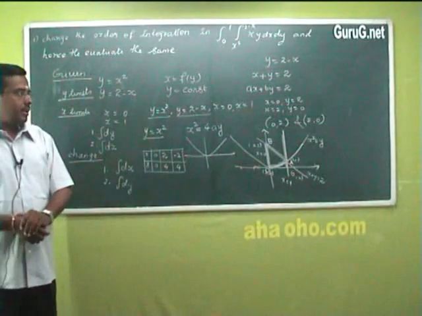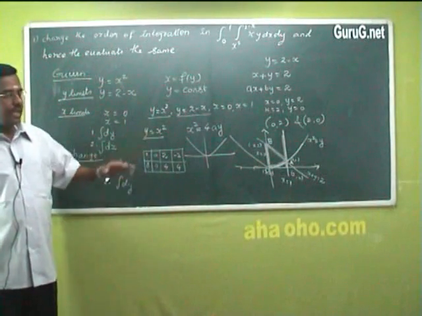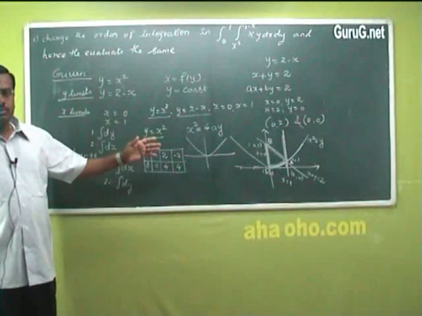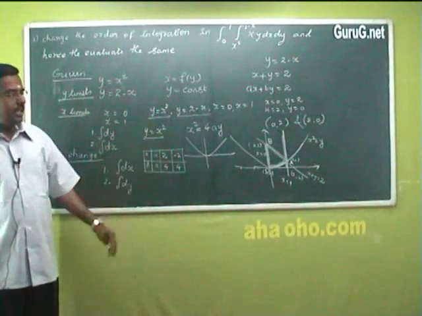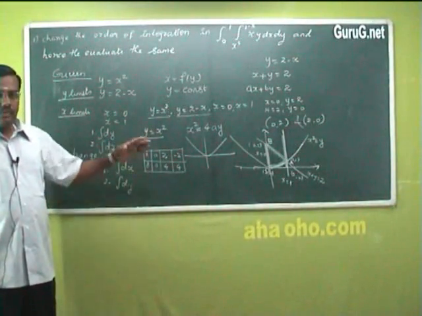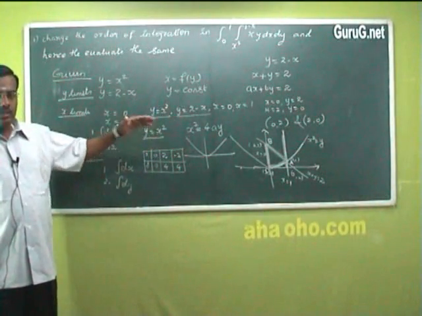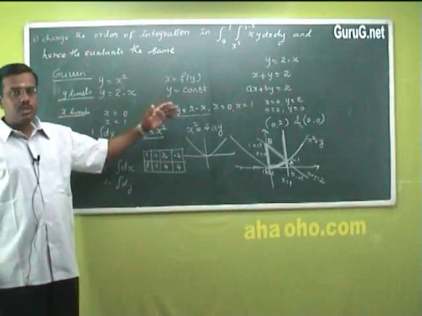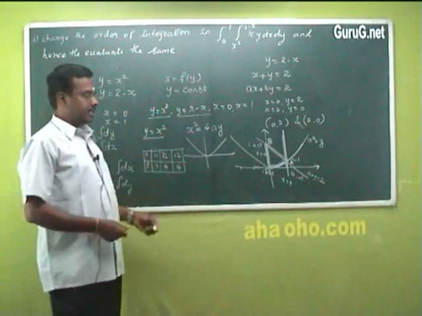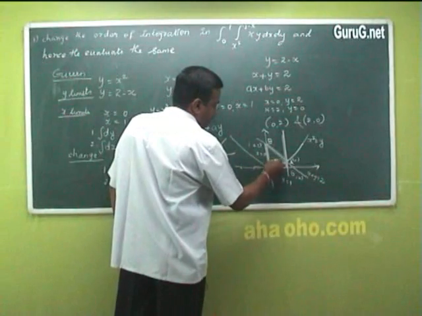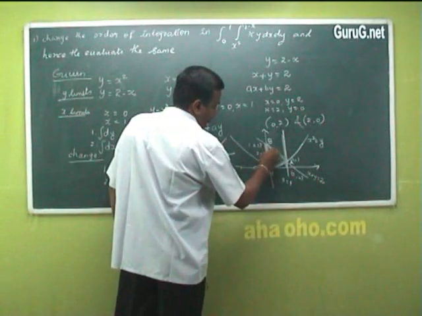You have to draw lines parallel to x-axis in that region and you have to find a point where it changes its character. After that, you have to draw a line parallel to x-axis. If possible, divide the region into 2 or 3 parts. Now let us start by drawing lines parallel to x-axis.